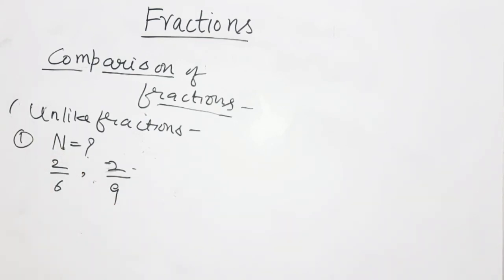Then how will you manage? What do you have to do? You have to check for the denominators. When two fractions have the same numerator, then the fraction with the smallest denominator is the biggest fraction. See, the one whose denominator is smaller will be bigger.